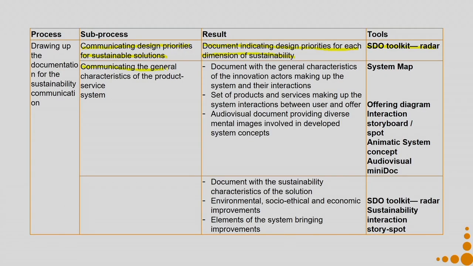Next is communicating the general characteristics of the product service system. How do I do it? I will present my systems map which I have designed in the previous step, the offering diagram, the interaction storyboard, and I can also have some audiovisual content. I can also write a document on this aspect. The final communication is when I want to document the sustainability characteristics of the solution: environmental, socio-ethical and economic improvements and elements of the system bringing improvements. I can again end with my radar diagram along with the sustainability interaction storyboard.